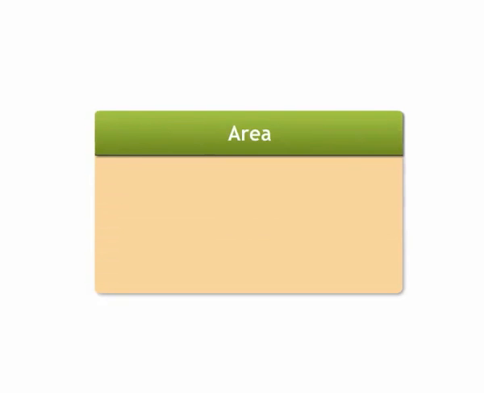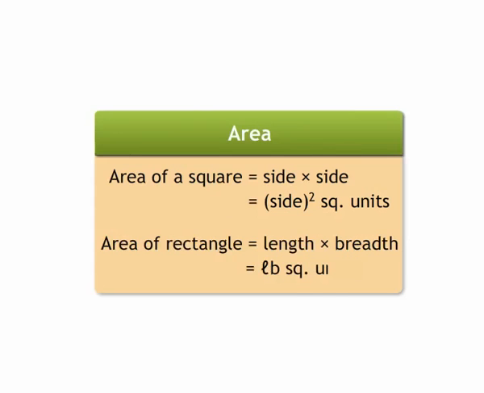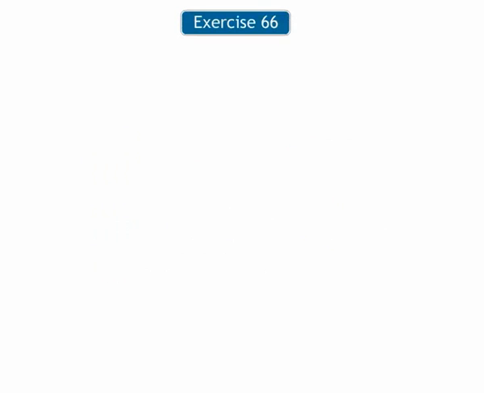In the previous class, we have studied about area. Area of a square is side into side, that is equal to side square units. Area of a rectangle is length into breadth, which is LB square units. Let us revise again through exercise 66.